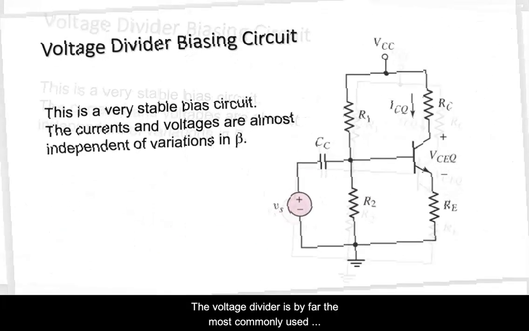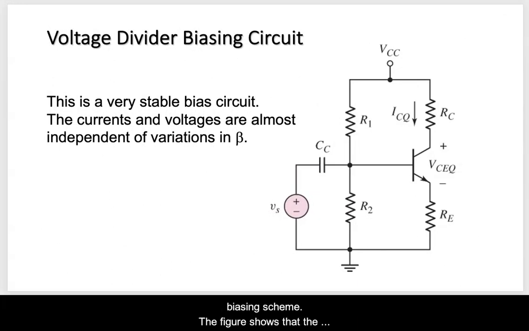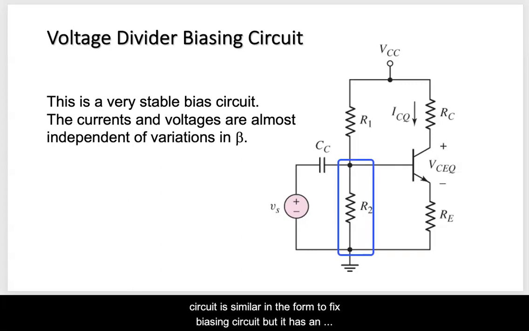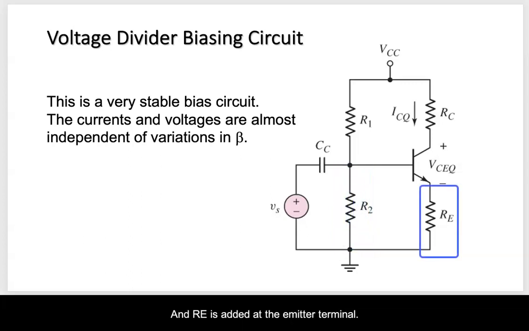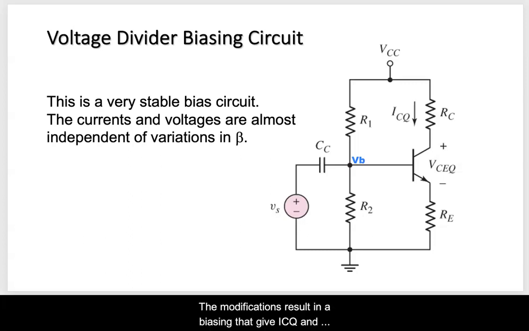The voltage divider is by far the most commonly used biasing scheme. The figure shows that the circuit is similar in form to the fixed biasing circuit, but it has an additional R2 resistor between the base and ground, and RE is added at the emitter terminal. The AC signal is still coupled to the base of the transistor through the coupling capacitor. The modifications result in a biasing that gives ICQ and VCEQ that are relatively stable against beta variation.